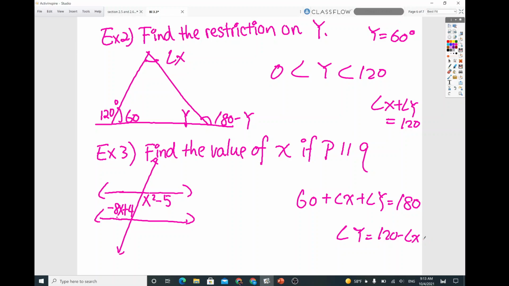Okay, so in order to find the restriction, you can just say that angle y is in between 0 and 120. It's greater than 0 and less than 120.